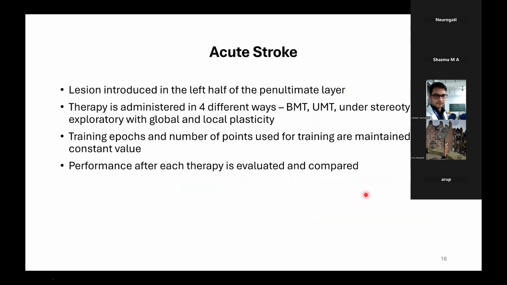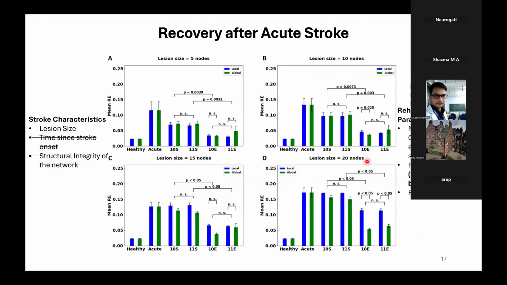So under acute stroke, I'm going to introduce lesion, etc. So we'll just move to the plots. Here I'm showing you what happens under different rehabilitation paradigms for different stroke conditions. As you can see, there doesn't seem to be much of a difference between whether I'm using 1-0 condition or 1-1 condition. But there seems to be a difference when I'm using stereotypic versus exploratory condition, with exploratory condition almost always giving better recovery than the stereotypic condition.